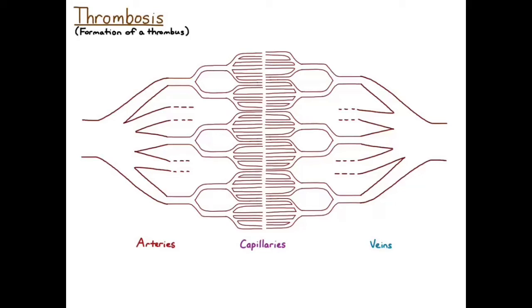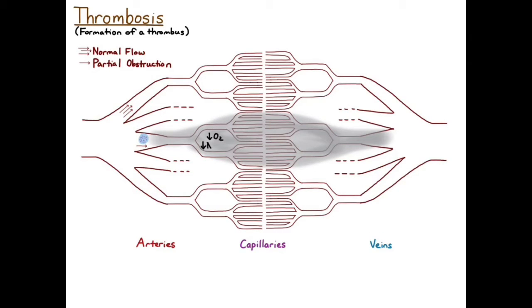This video is going to be on thrombosis, which is the formation of a thrombus, or the formation of a blood clot within a blood vessel. First I'm going to draw 3 arrows within an artery to represent normal blood flow. Then I'll draw a partial obstruction, a thrombus that partially obstructs blood flow, which results in reduced oxygen and nutrient delivery to the tissue and also reduced waste removal.